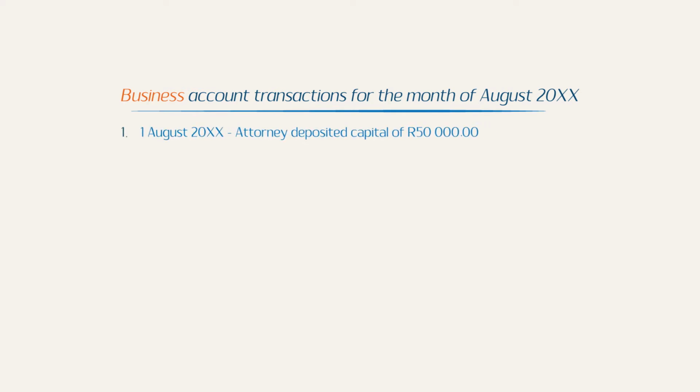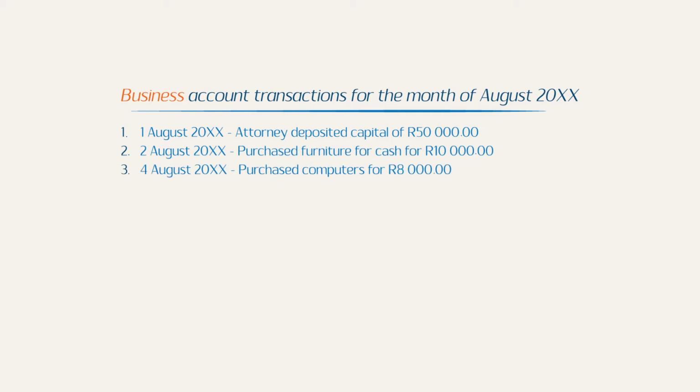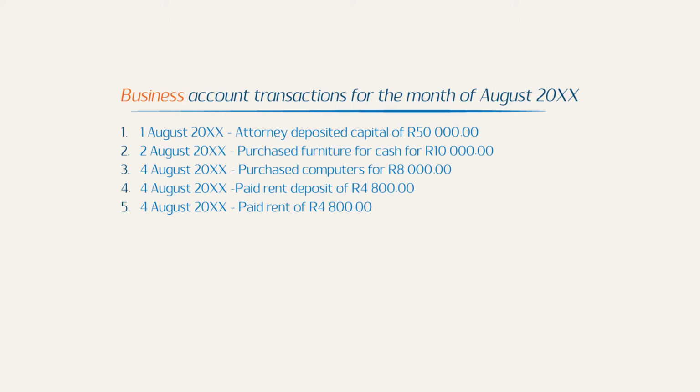1. 1 August 20XX. Attorney deposited capital of 50,000 Rand. 2. 2 August 20XX. Purchased furniture for cash for 10,000 Rand. 3. 4 August 20XX. Purchased computers for 8,000 Rand. 4. 4 August 20XX. Paid rent deposit of 4,800 Rand. 5. 4 August 20XX. Paid rent of 4,800 Rand.